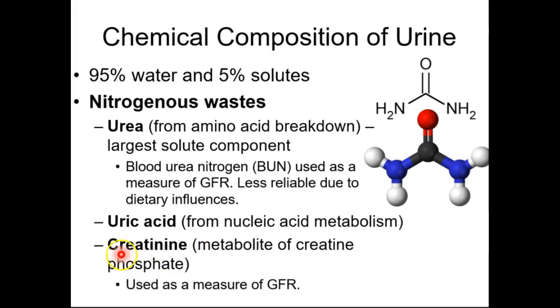Same with creatinine. Creatinine is a metabolite of creatine phosphate. Who's heard of creatine phosphate before? We have a similar issue with creatine phosphate. What do we use creatine phosphate for? Working out. Bodybuilders will use creatine phosphate as basically an energy source. It's actually going to donate that phosphate group to ADP and help us make more ATP for more cellular energy.